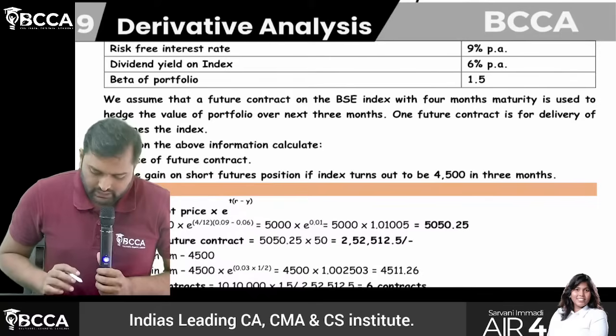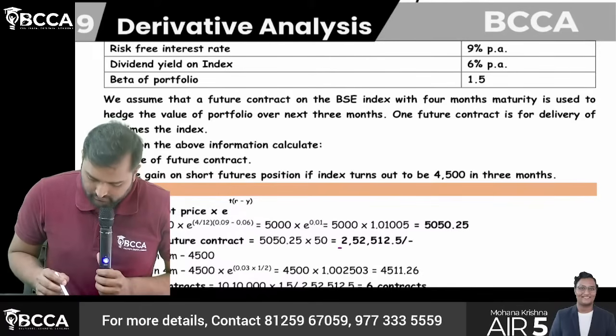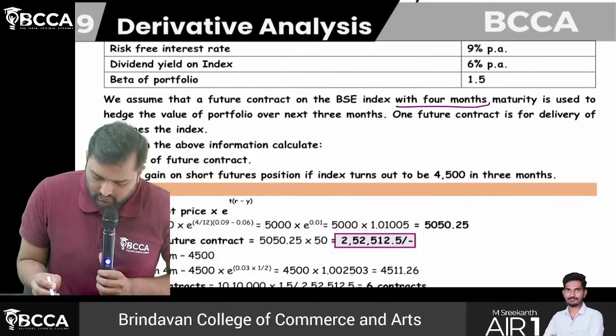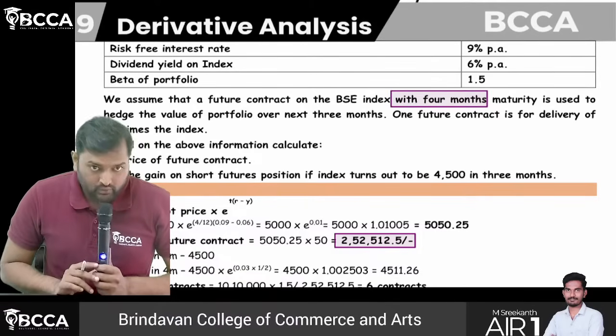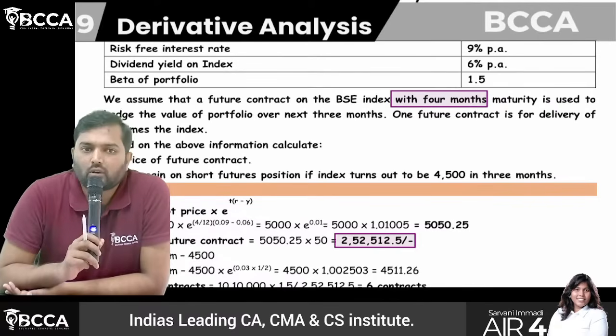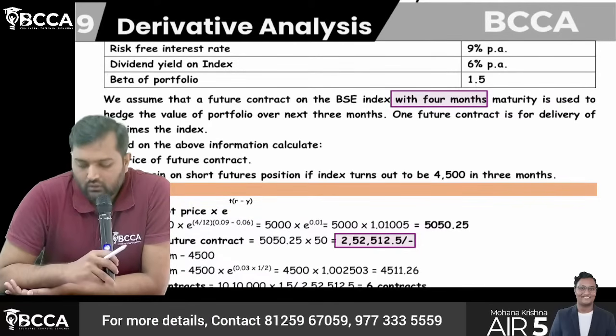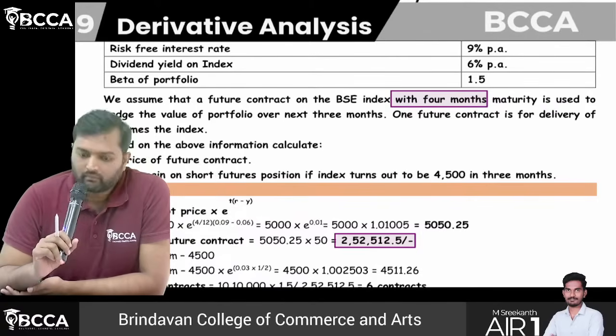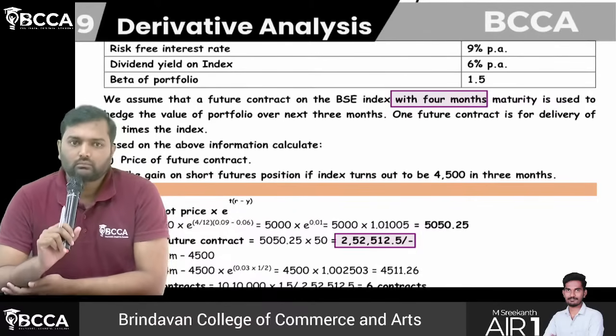So now here you have to understand one point. Here it is 4 months maturity. You might get confused when you see the question. Price of a future contract here means the index future contract. And the index future contract maturity is how many months? 4 months. Clear?